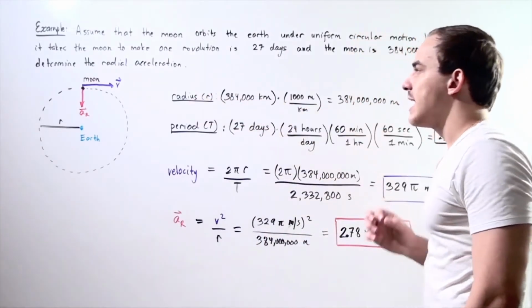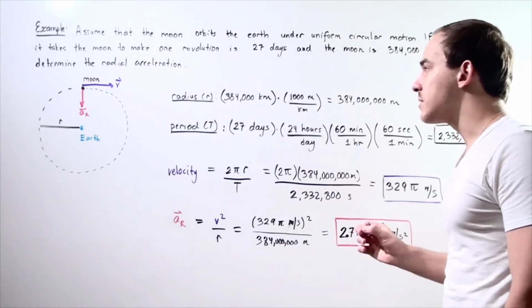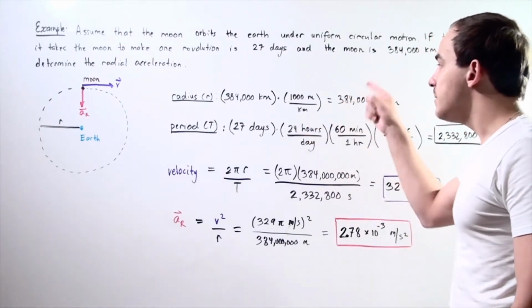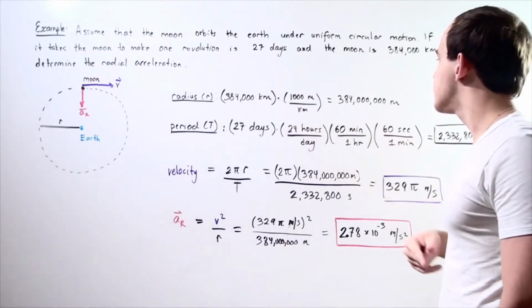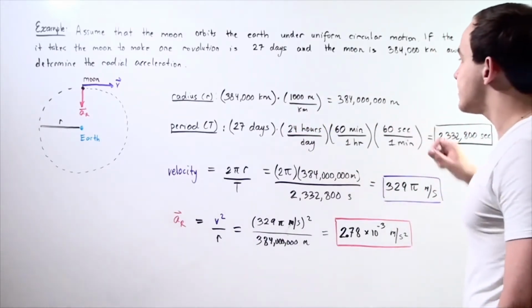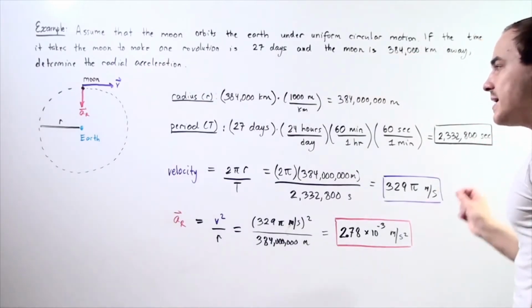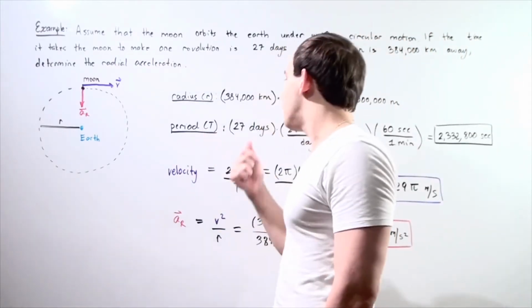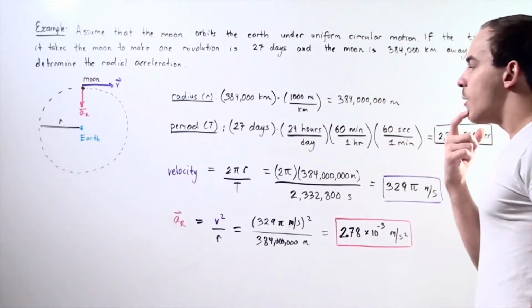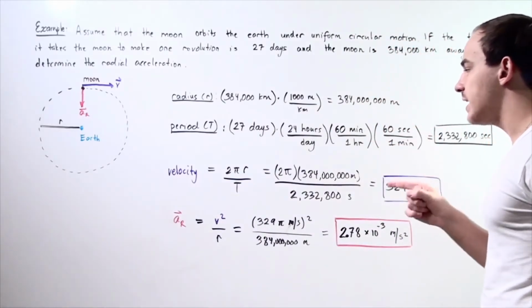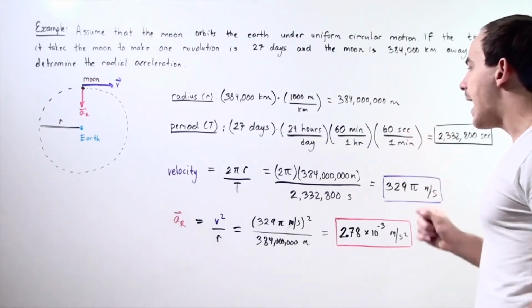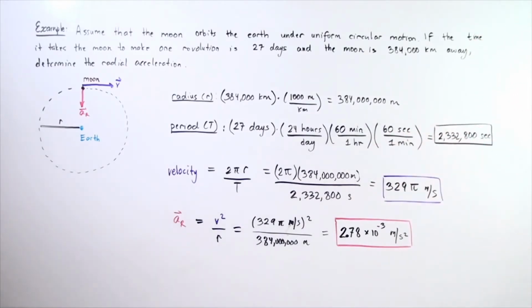Radius, so our radius is 384,000 kilometers multiplied by 1,000 meters in 1 kilometer. Kilometers cancel, and we see that our radius is 384 million meters. What about our period? So approximately 27 days multiplied by 24 hours per day multiplied by 60 minutes in an hour multiplied by 60 seconds in a minute. So the days, hours, minutes cancel, and we're left with seconds. So approximately 2,332,800 seconds in our period.